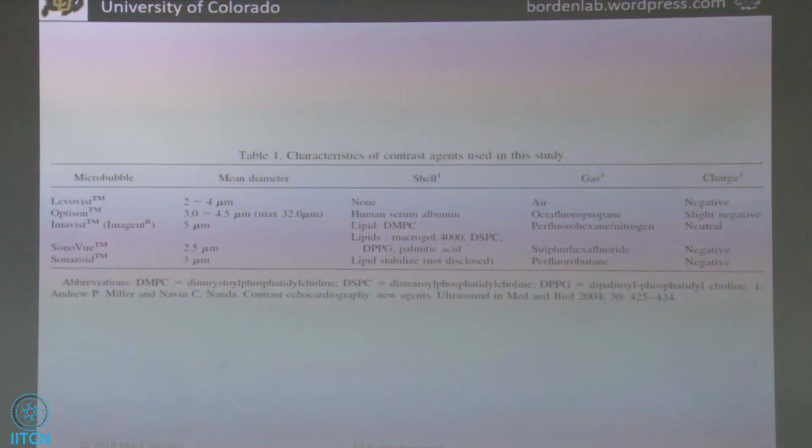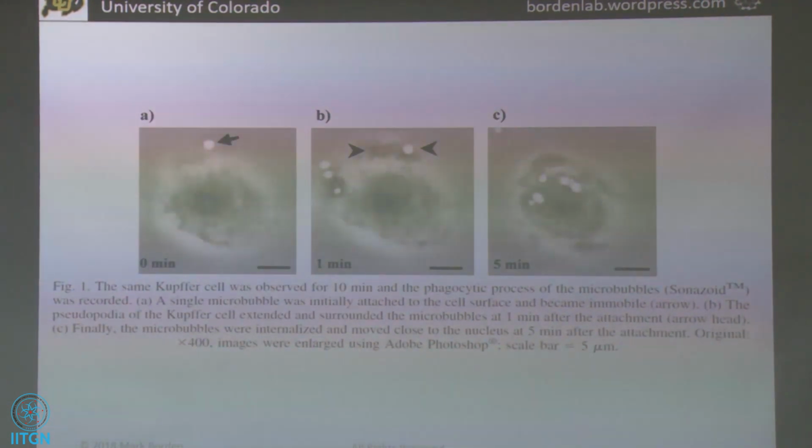Macrogol 4000, and I think that's okay to 40,000. Sulfur hexafluoride, negative charge, mainly because of the DPPG; glycerol is another negatively charged lipid. Then there's Sanazoid, also small bubble, lipid stabilized, peripheral butane core, and negatively charged. Okay, and they did a study with just a microscope of some Kupffer cells.